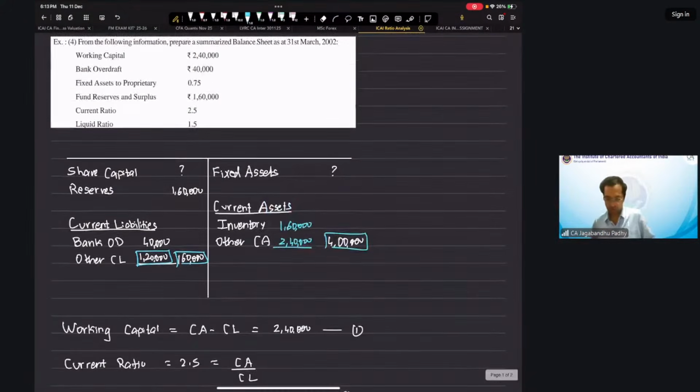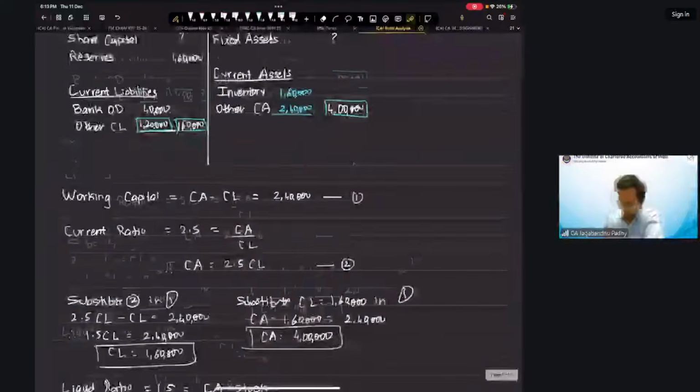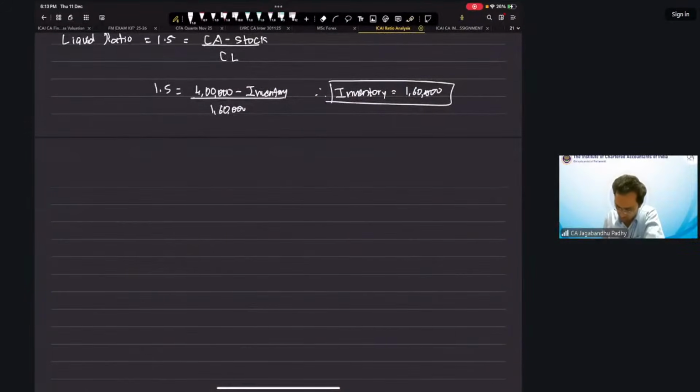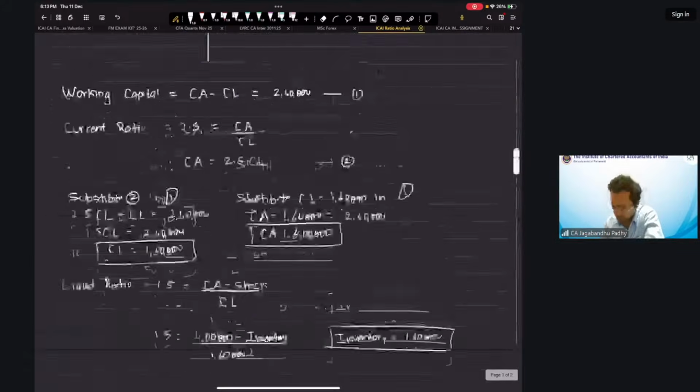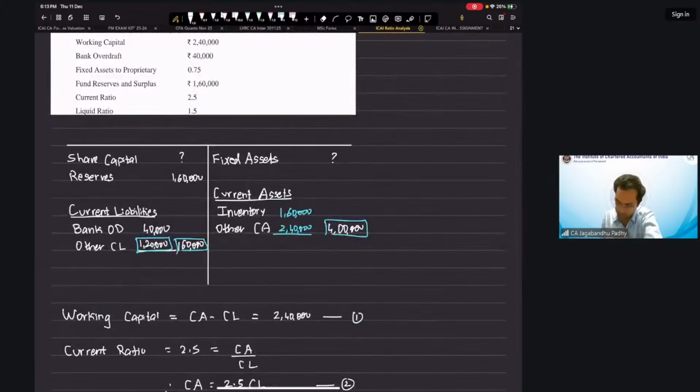Now, we have used current ratio, we have used liquid ratio, bank overdraft, working, everything is used. Now only one ratio is left to be used, which is fixed assets to proprietary ratio. Now here we don't know two things, the share capital as well as the fixed assets. So how do we go about solving this now? We have fixed assets to proprietary ratio given to us as 0.75. So fixed asset to proprietary funds is 0.75.